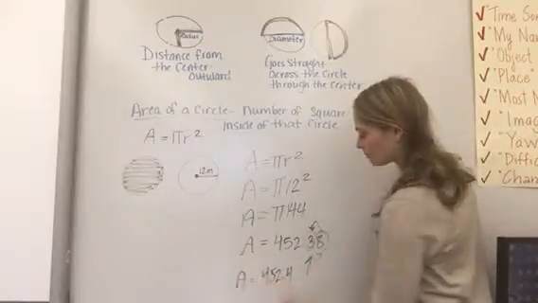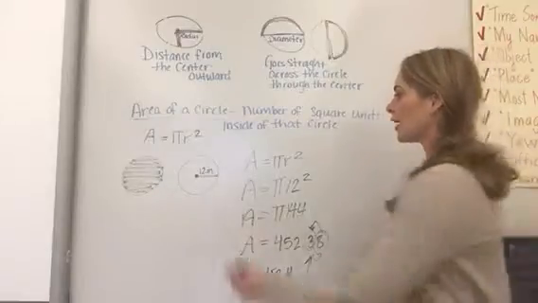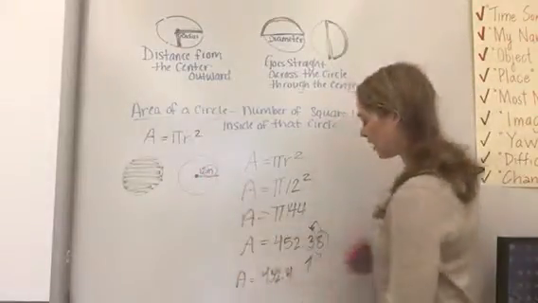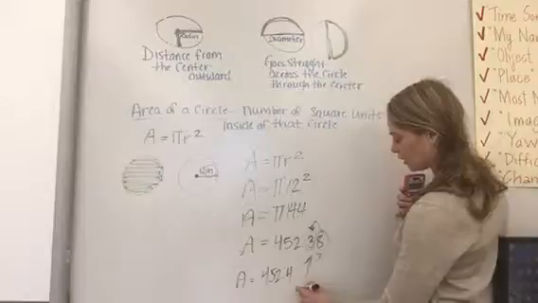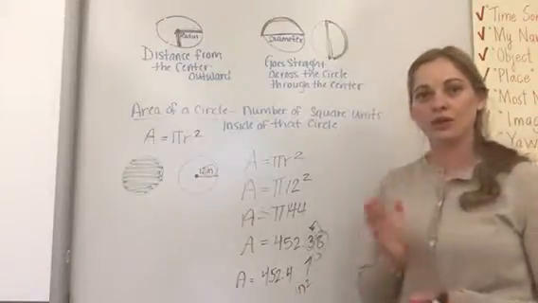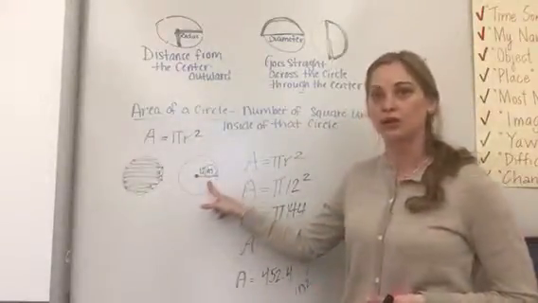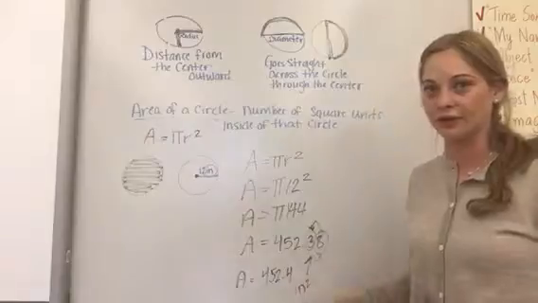A equals, so my area is 452.4, and since I have a unit, I'm definitely going to make sure I include inches squared on my answer. If you're given a value of measurement, such as inches in your radius or diameter, you should be including that in your final answer.